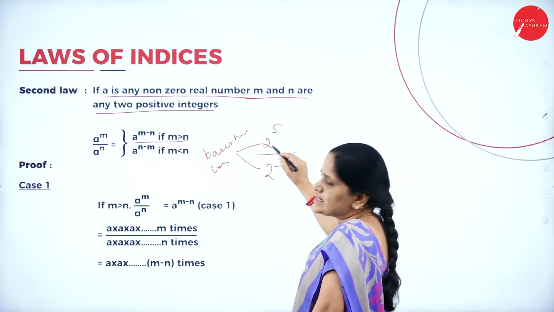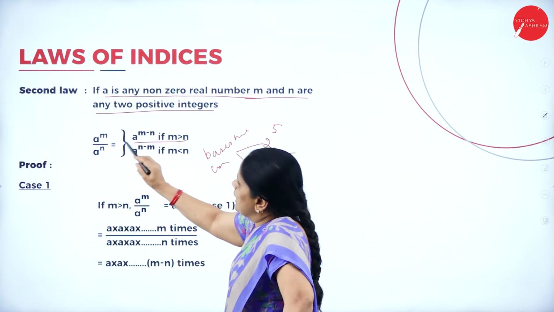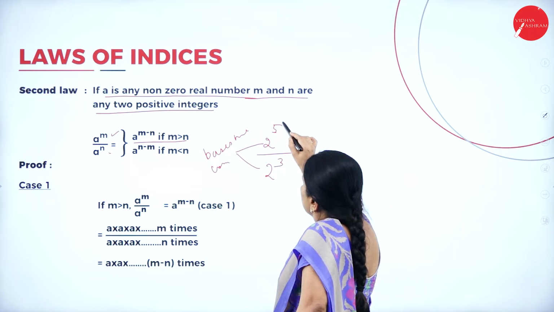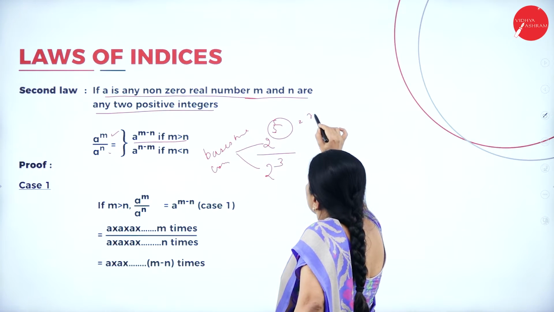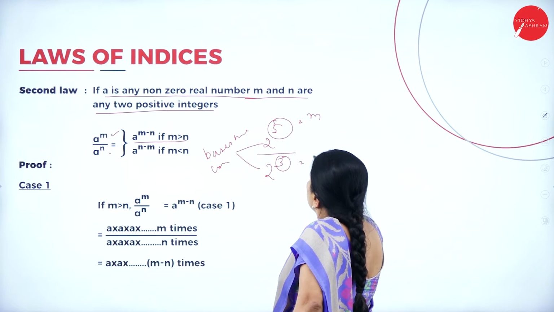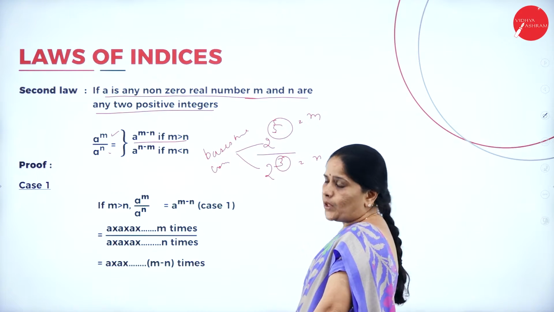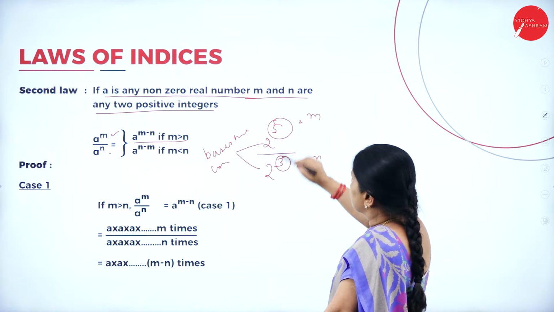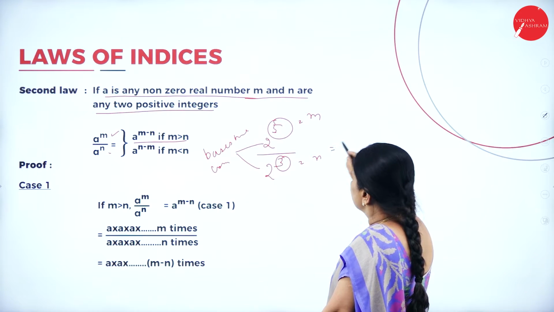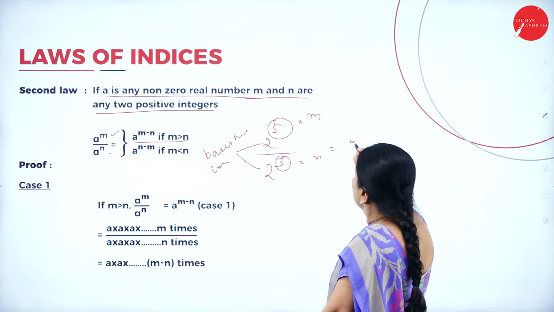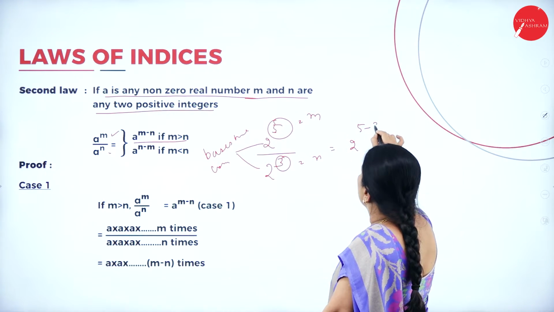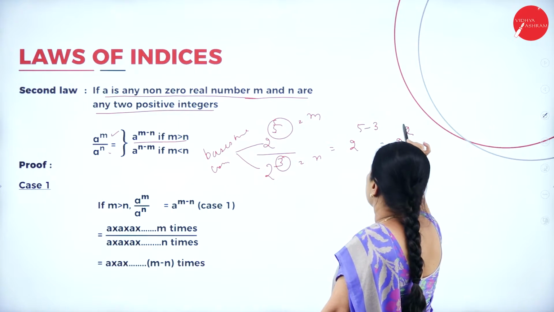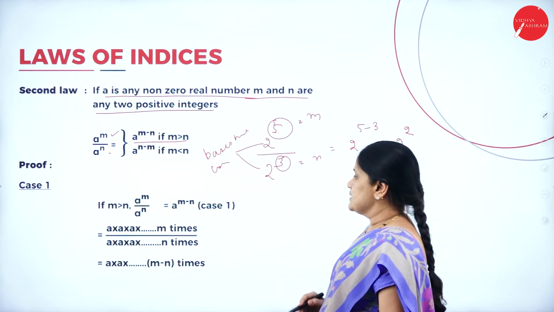So here both are same. Here also a and a are same. M and n. So here 5 represents m and 3 represents n. Okay. Now which is greater here? 5 is greater. So what will I do? I will write 2 to the power of 5 minus 3, that is 2 to the power 2. So this is the answer.